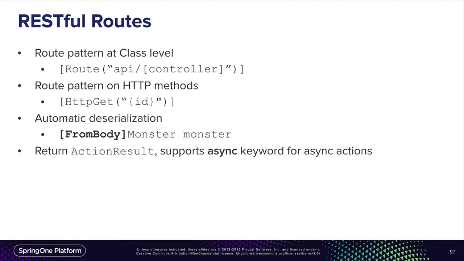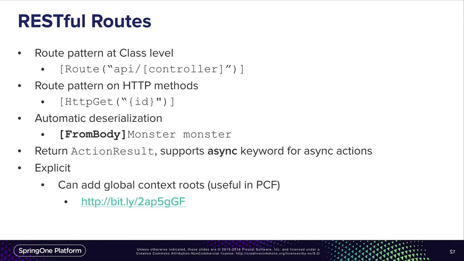We return an instance of an object called ActionResult, and this contains the HTTP result code, 200, 201, and so on, as well as the body of the response. These methods all support the async keyword, so we can do all this stuff asynchronously. And we can also explicitly add routes, add RESTful routes.